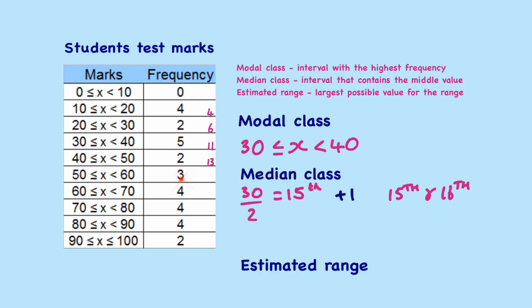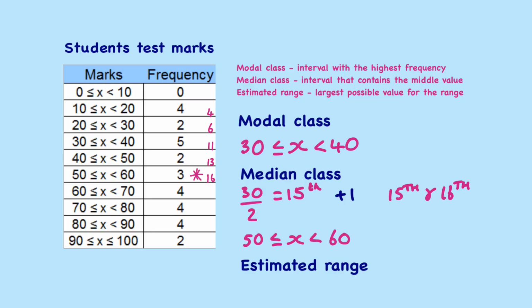And then we've got 3 more values here of 50 to 60, so that brings us up to our 16th value. We can stop there because we can see that this brings us up to our 16th value, so our 14th, 15th and 16th value are in this interval. So therefore we can say that the median is in this 50 to 60 interval.